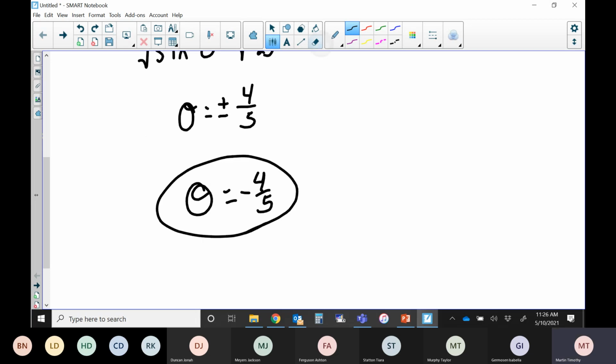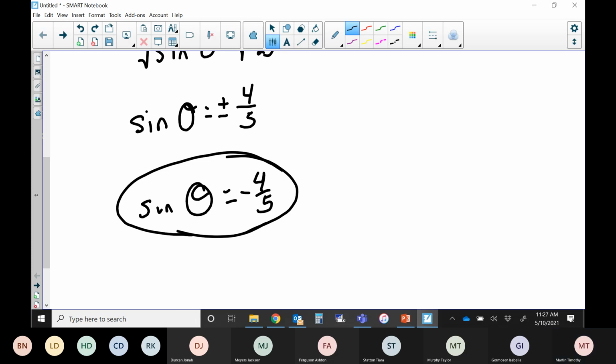So sine theta would equal negative 4/5. That would only get rid of the square, not rid of the sign. Hit me up with the thumbs up if that makes sense. Any questions so far?